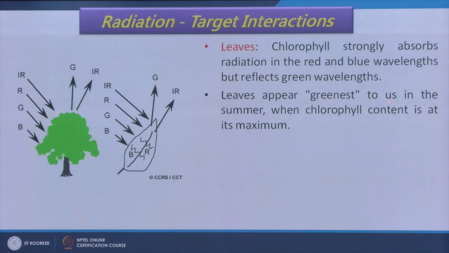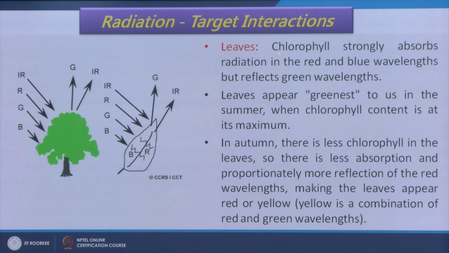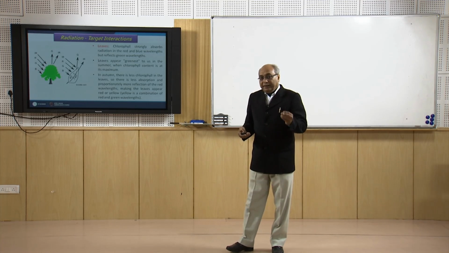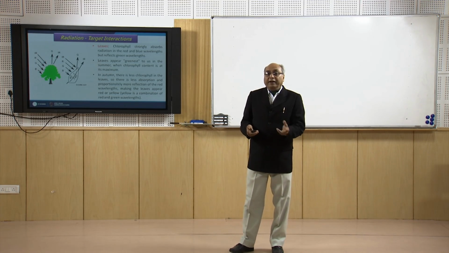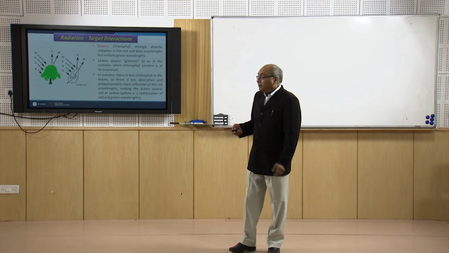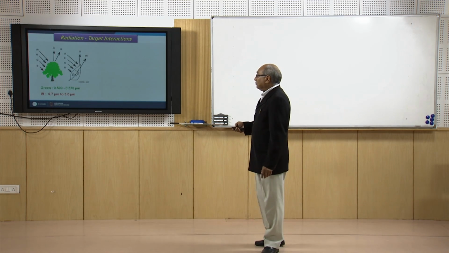And a leaf appears greenest to most of us in summer, when chlorophyll content is at its maximum, depending on the season of different areas in the country or world over. Whereas in the autumn, when there is less chlorophyll content, there is less absorption and proportionally more reflection of red wavelength, making leaves appear either yellow or red, and yellow is a combination of red and green wavelengths. So, when chlorophyll is less, the green is not reflected as much, red and green are reflected, and that makes it yellow.